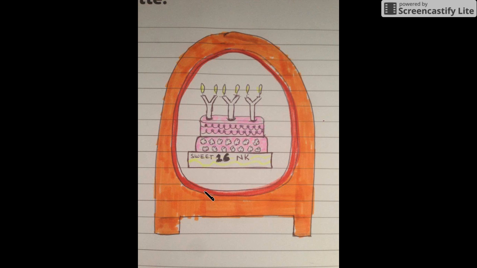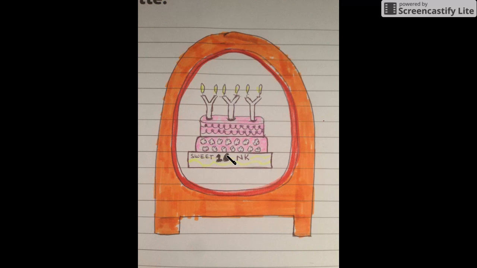As you can see, a photo frame with a picture of a cake in it, and it's written Sweet 16 NK. NK can be a nickname for anyone. And as you can see, I have made the candles in the shape of the antibodies, right?